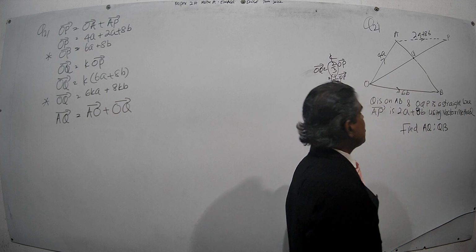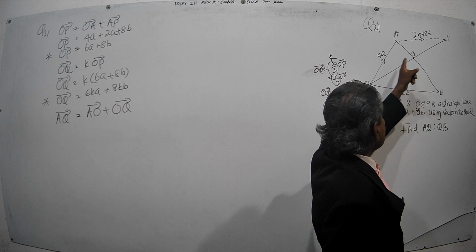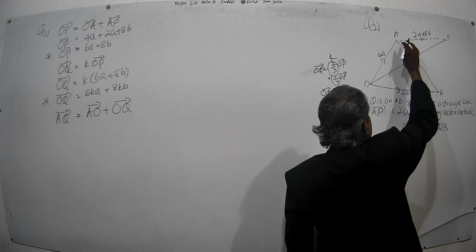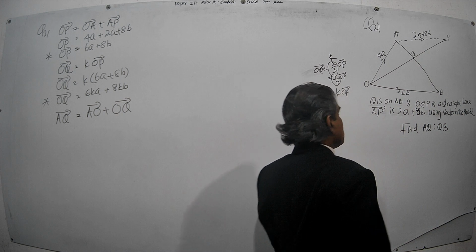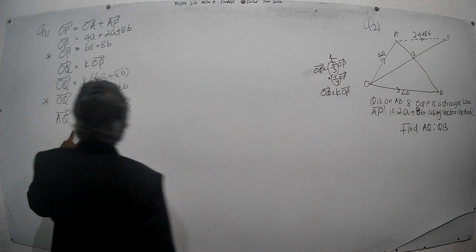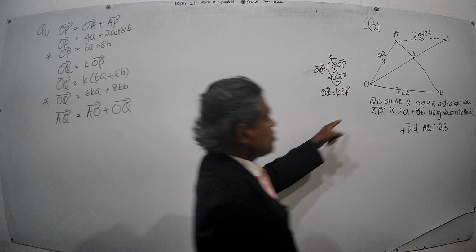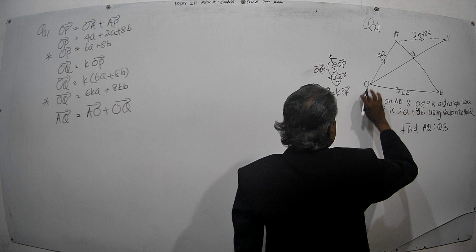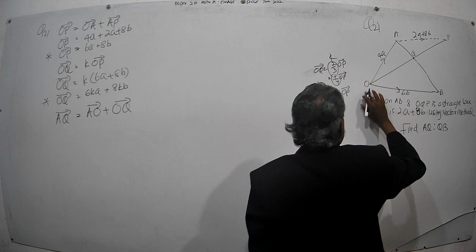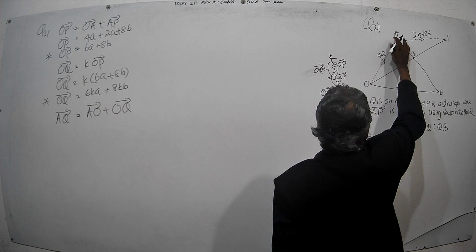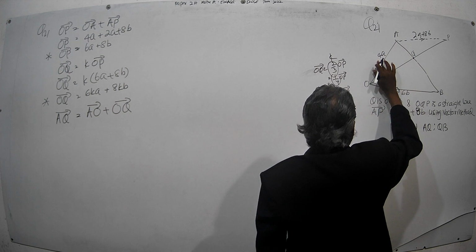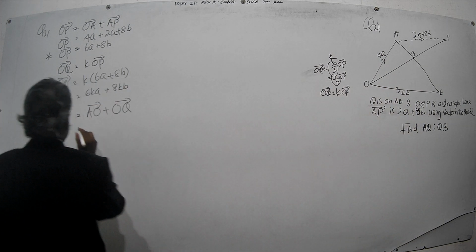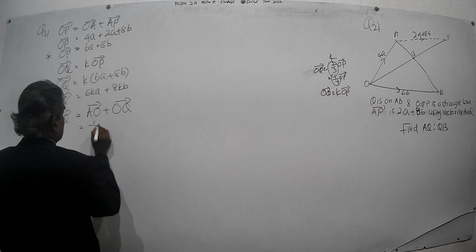When you find a particular vector, you have to see how to go from the starting point to the end point in a different way. That is how you have to do it. Write vector AQ equals vector AO plus vector OQ. Vector AO is the reverse vector of OA. Vector OA is 4A. Therefore, vector AO is the reverse of 4A, which is minus 4A. So AO is minus 4A.